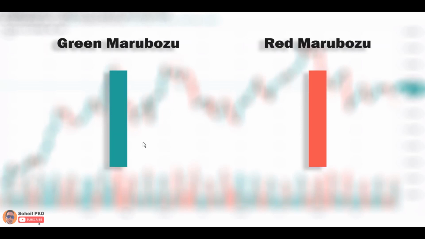Marubozu. In green Marubozu, we have only body and there is no shadows, meaning that the low equals to the open and the high equals to the close. The candlestick shows that buyers were very aggressive and they had full control from the starting point to the close.